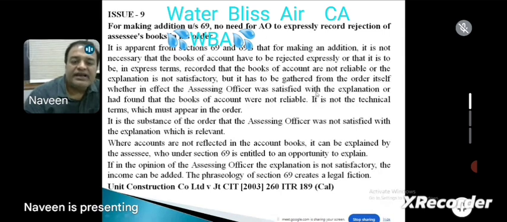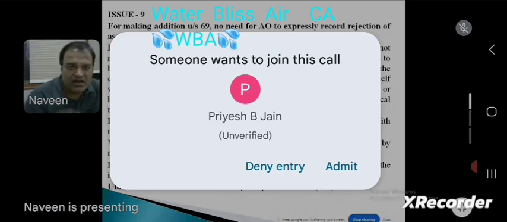So, what is the court telling? The Calcutta High Court says it is apparent from Sections 69 and 69B that for making an addition, it is not necessary that the books of account have to be rejected expressly, or that it is to be recorded in express terms that the books of accounts are not reliable or the explanation not satisfactory.